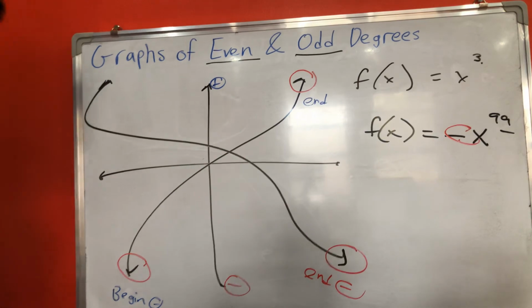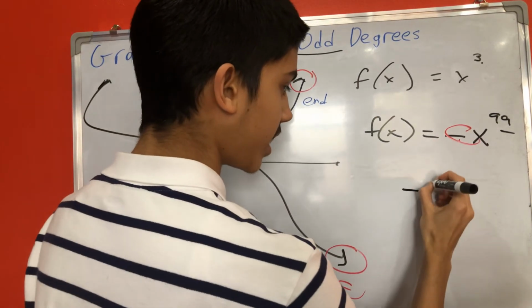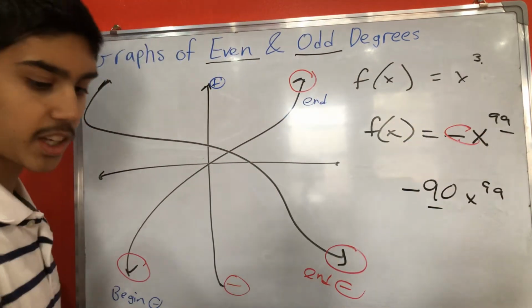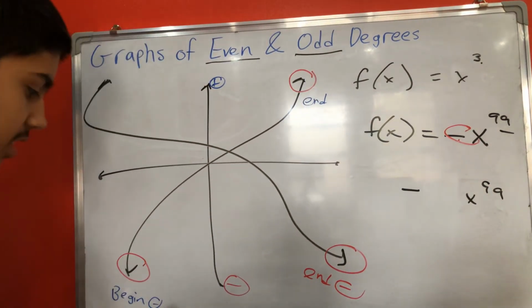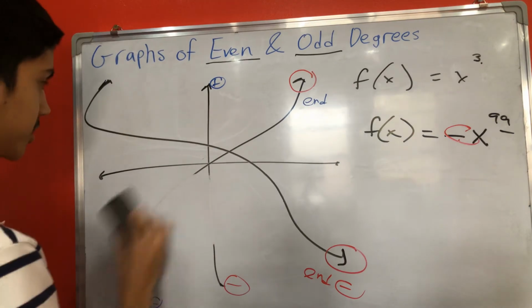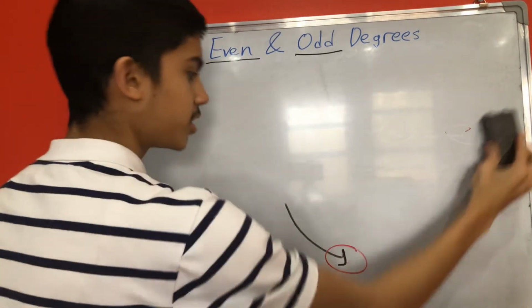It also doesn't matter what kind of number is in front. For example, negative 90 x to the 99. It doesn't matter that there's a 90 here. We're just not going to care about it. We just care about what degree it has. Similarly, this works for both odd and even degrees. We don't care about anything other than the degree.